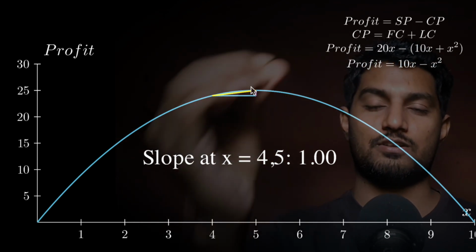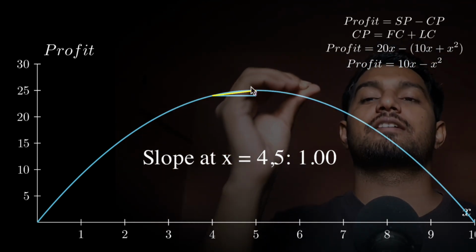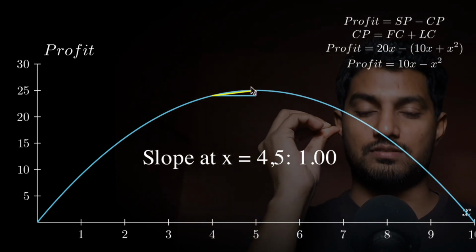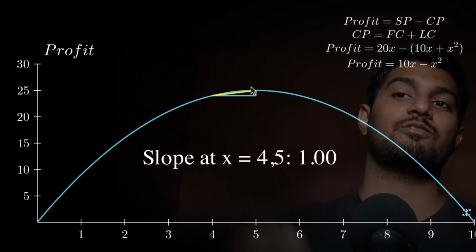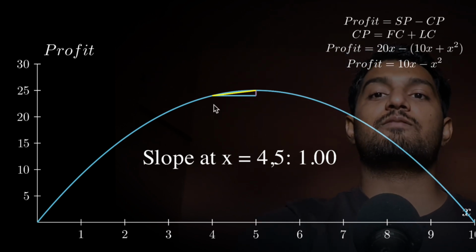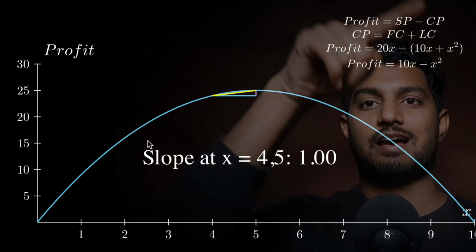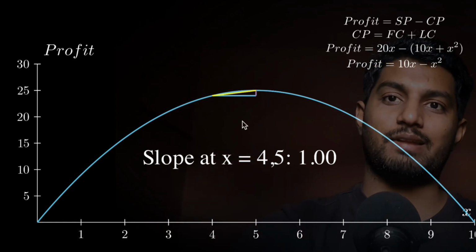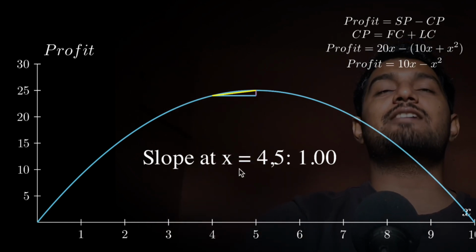For a profit function or any function, if you find a point where the slope is 0, there is a very high chance that you will see a maximum profit, right? That is what I'm saying. And there is another case. Let's say this curve, instead of like this, was down below like this, like a parabola, right? Then that will be the lowest point.